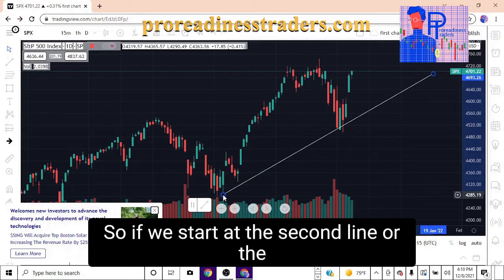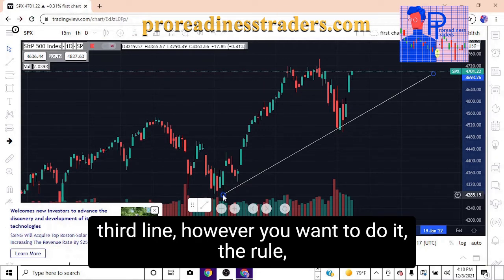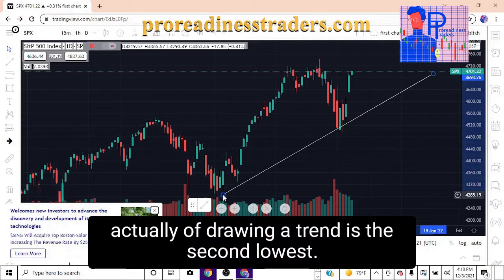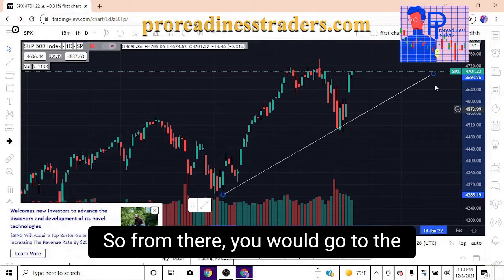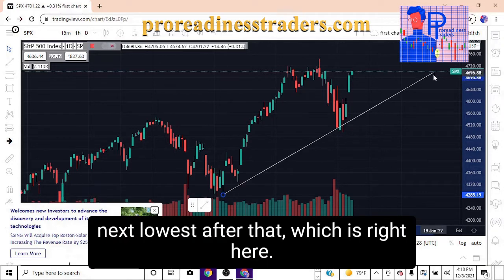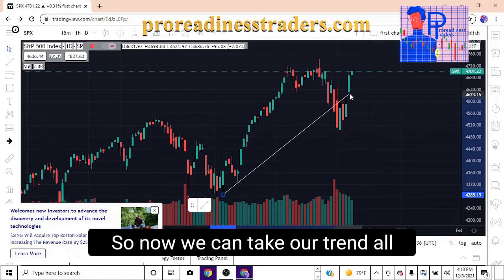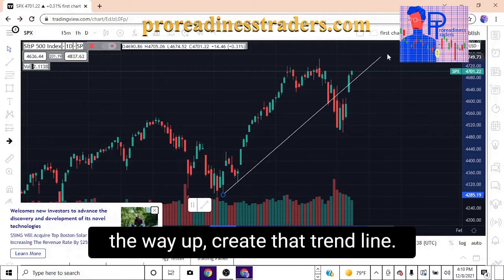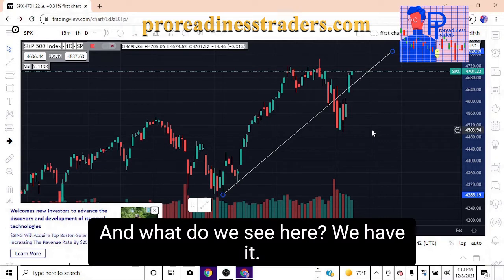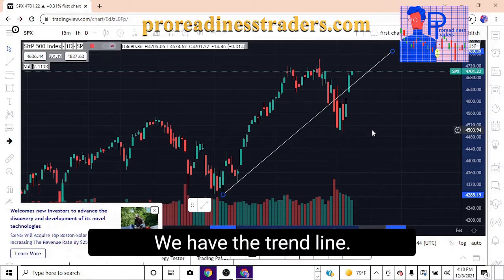So if we start at the second line or the third line, however you want to do it, the rule of drawing a trend is the second lowest. From there, you would go to the next lowest after that, which is right here. That's this point right here. So now we can take our trend all the way up, create that trend line, and there we have it.